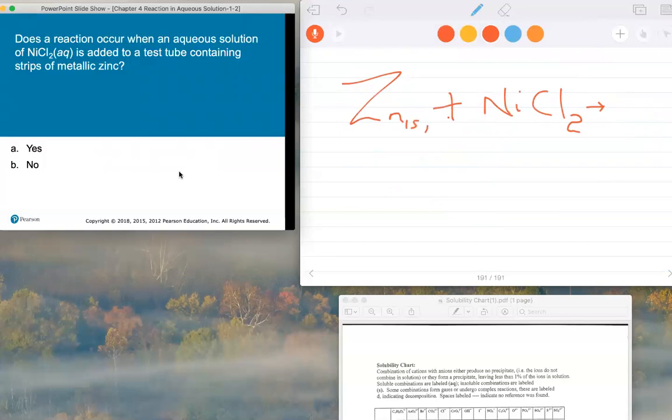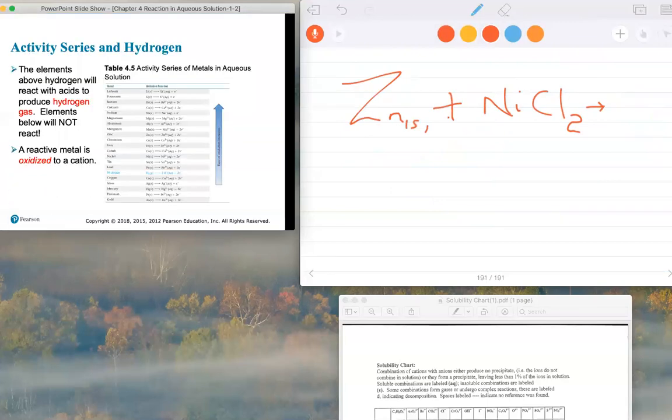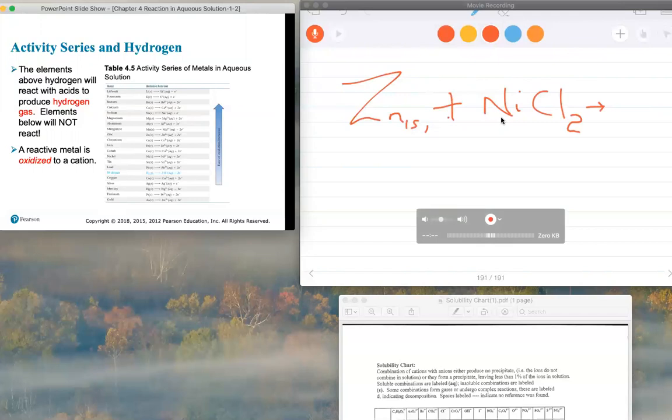I need to have the activity series right here. Nickel, where is nickel? Nickel is here. And zinc is above. So zinc is more active than nickel, and the reaction will take place.